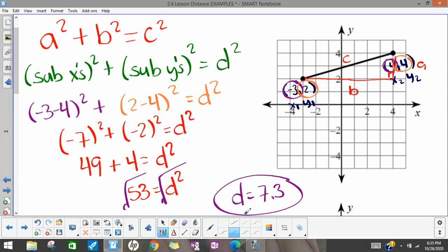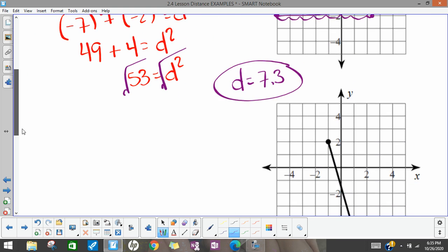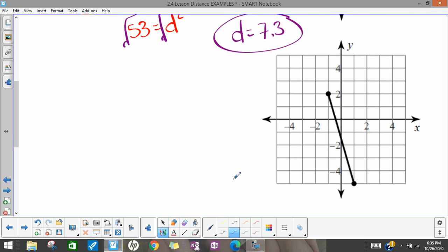That means this segment right here is about 7.3 units long. So if I laid it flat and I started there, I'd go 1, 2, 3, 4, 5, 6, 7, and then a little more, and it would be that long. You do one more like that.